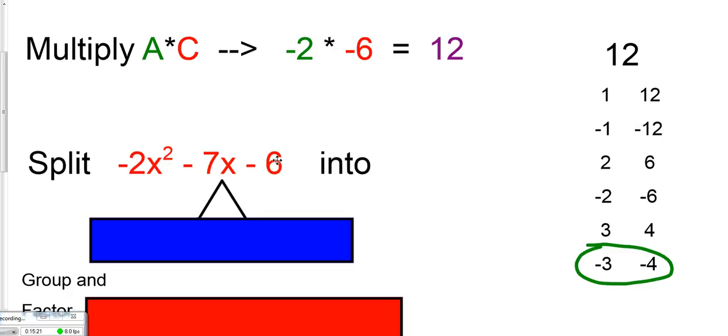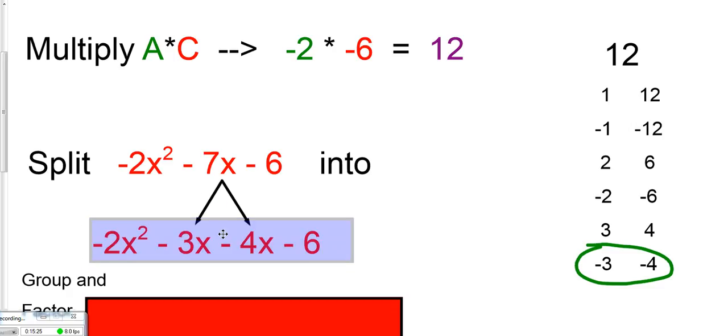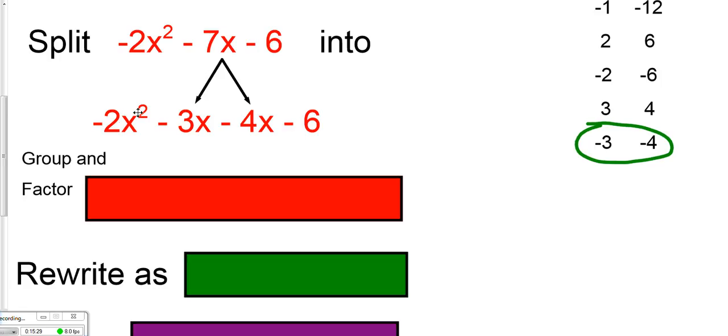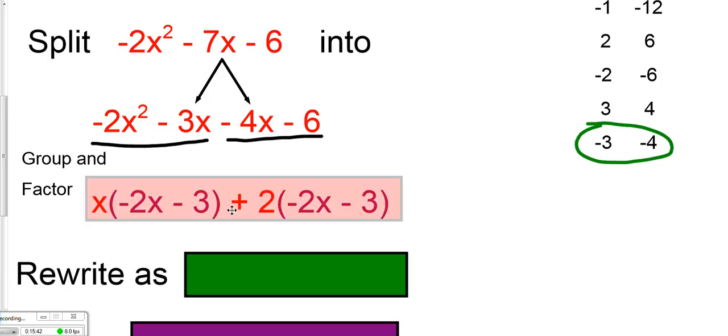What do we do with that information? We split our original quadratic. We find the middle term b, and we split it into that negative 3 and negative 4. So negative 2x squared minus 3x minus 4x minus 6. Group together the first two and the last two terms. Once they are grouped, you ask, what can I take out of these two?